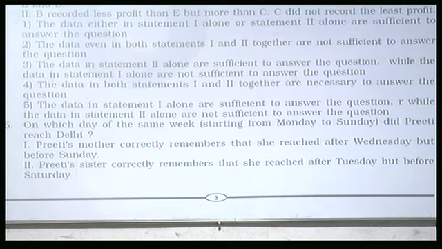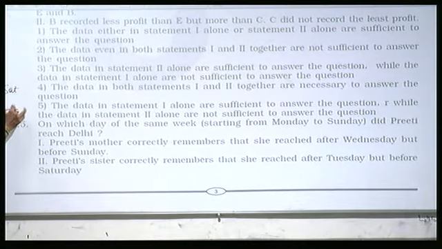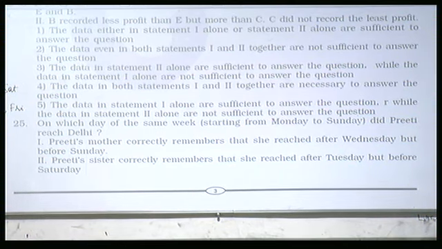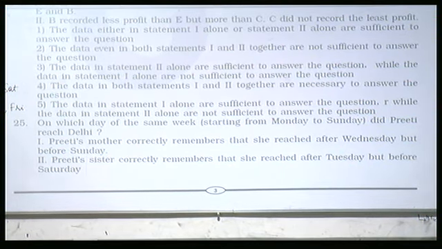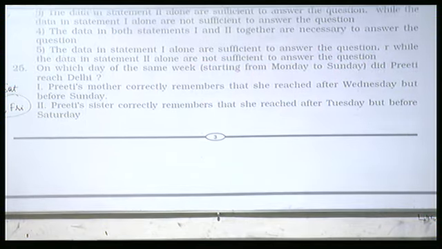Then condition number 2. Preeti's sister correctly remembers that she reached after Tuesday, that could be Wednesday, but before Saturday. Wednesday, Thursday or Friday. With condition number 2, I am again getting 3 different days. Hence, 2 alone is not sufficient. Then by combining these 2, what are the days coming here? Thursday and Friday. Here also Thursday and Friday. Hence, Preeti reached either on Thursday or Friday. 2 different days. Hence, I am not sure on which day she reached Delhi.